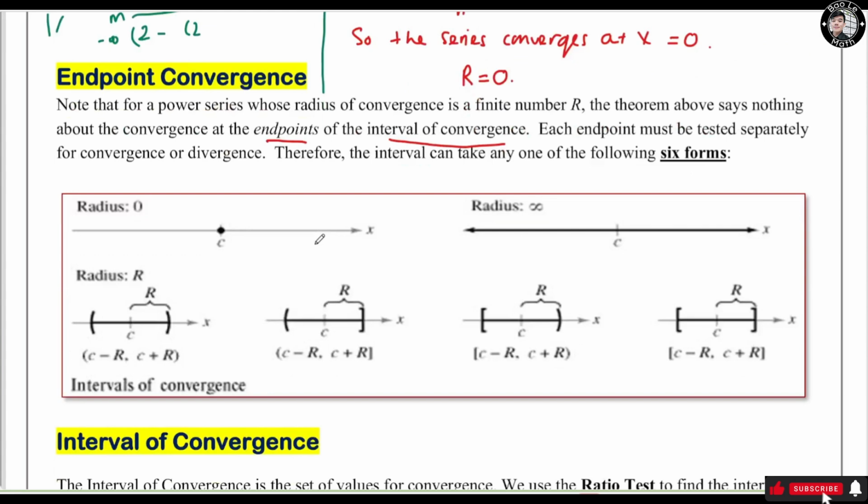So we have 6 different forms. First, the radius is 0 because it's convergent only at the center c. The radius is infinity, which means the series converges on the real number line. The radius is R, and you have the interval of convergence: you have the open interval, you have the half closed interval here, you have the half closed interval here, or you have the closed interval here.